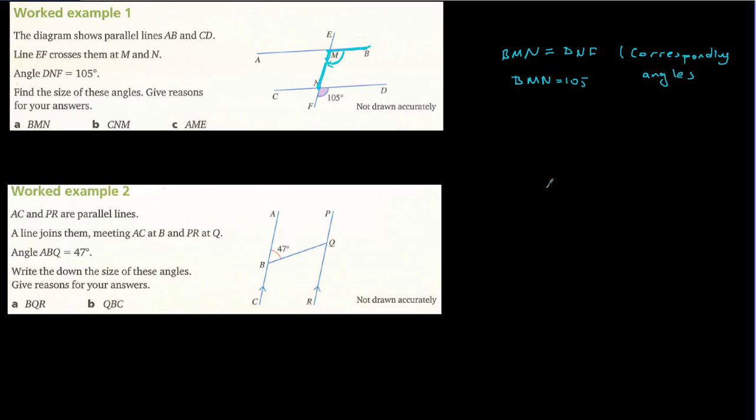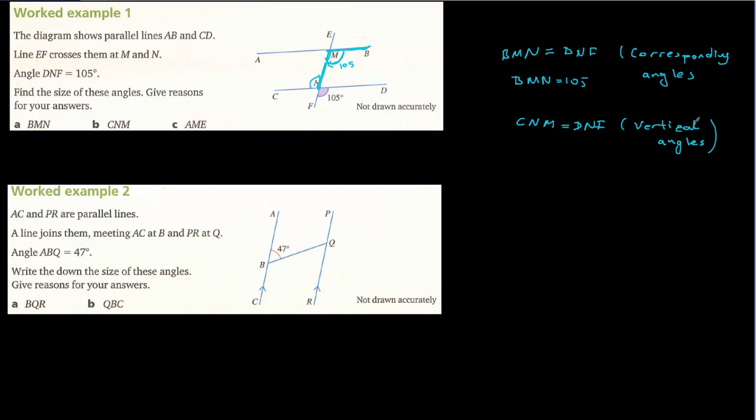Then the second angle is coming. CNM. C, N, then M. So we're talking about this angle, C, N, M angle. It is also equal to DNF because, imagine this angle is 105 degrees and this angle is 105 degrees, DNF, because they are vertical angles. And I said that vertical angles, they are equal to each other.